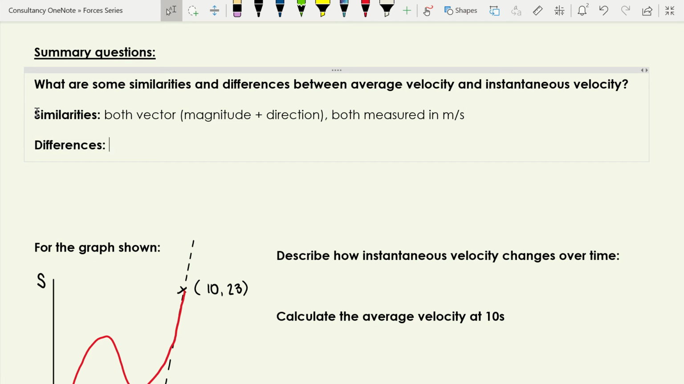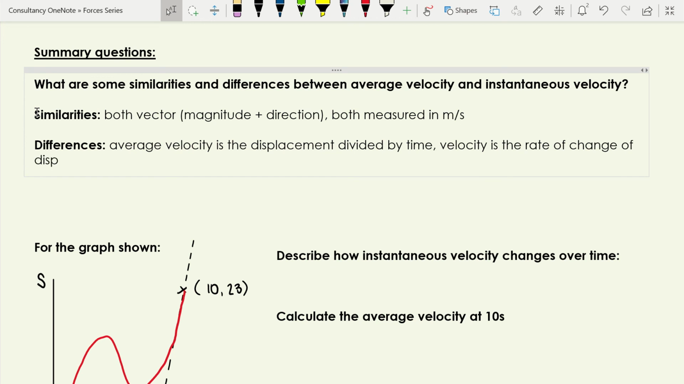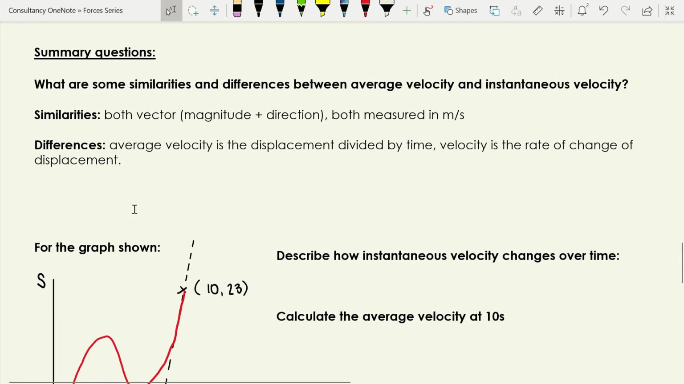In terms of some differences between these, let's actually talk about what they are. So average velocity is the displacement divided by time, whereas velocity is the rate of change of displacement. So average velocity tells you what it's been doing over a period of time. Instantaneous velocity, or velocity, tells you what it's doing at one moment in time. That's the key difference there.